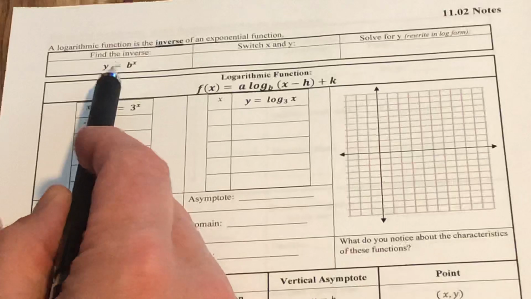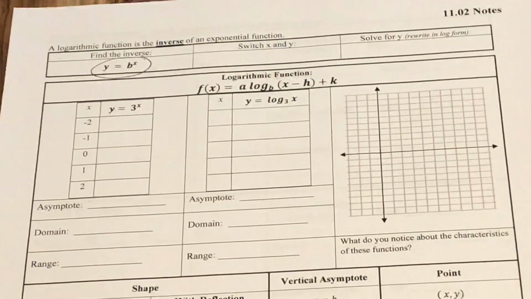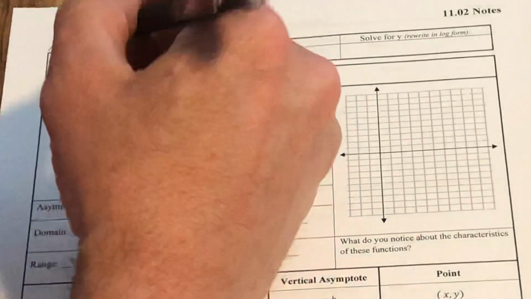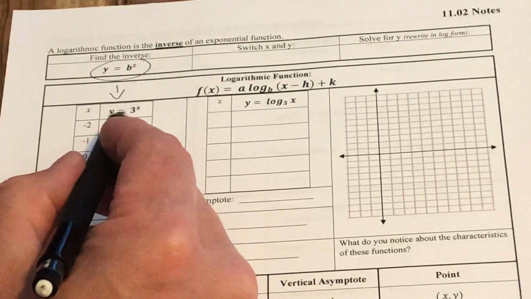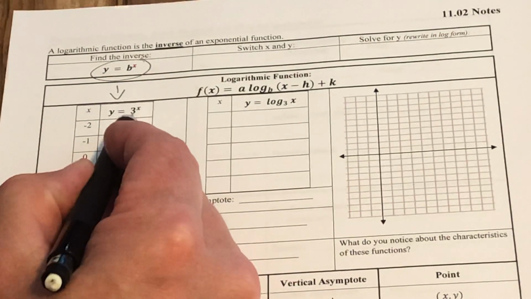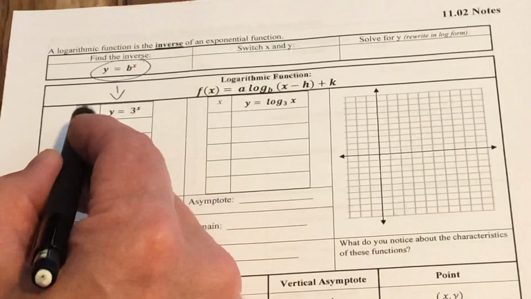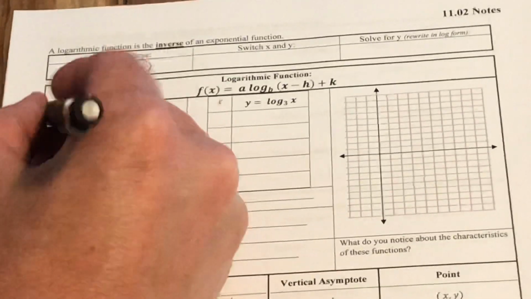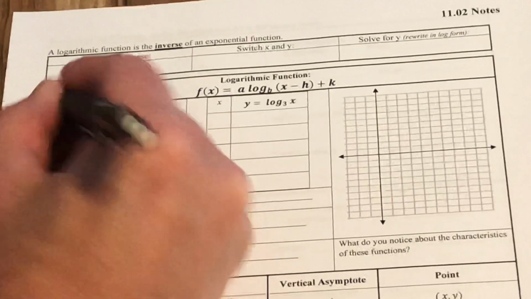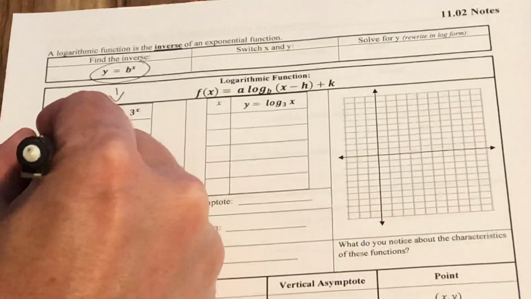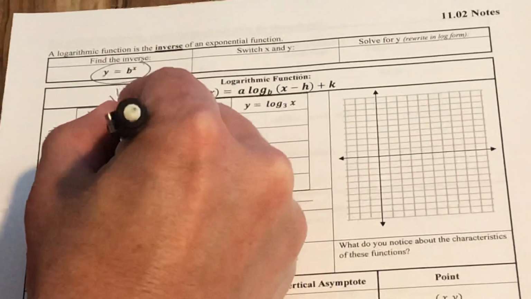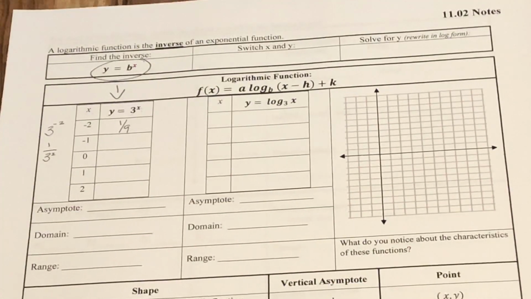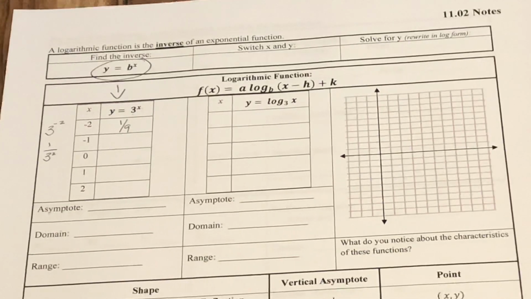So if we look at this exponential function, which is y equals b raised to the x, and we just plug in values going down, our base is 3, so b equals 3, and our x's are here. If I put 3 to the negative 2, that would be 1 over 3 squared, which is 1 over 9. So when x is negative 2, y is 1/9.